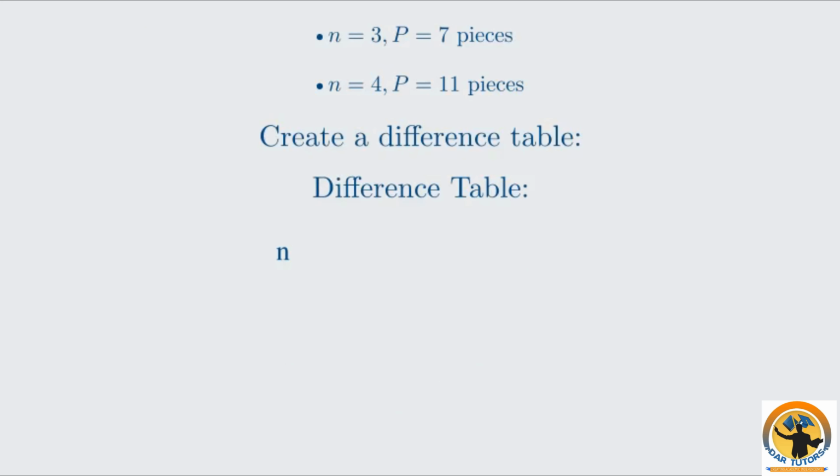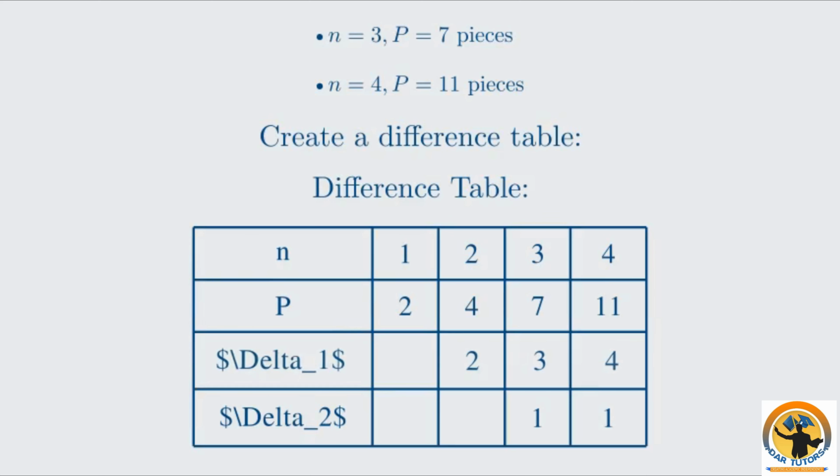Let's create a difference table for the number of cuts, n, and the number of pieces, p. The first differences are 2, 3, and 4. They are not constant. The second differences are both 1. Since the second differences are constant, we know the relationship between n and p is quadratic. Now we can find the quadratic equation p equals an squared plus bn plus c.